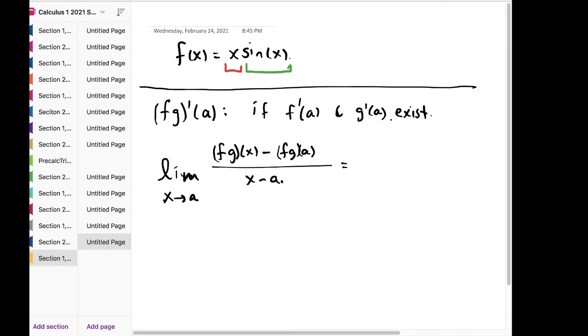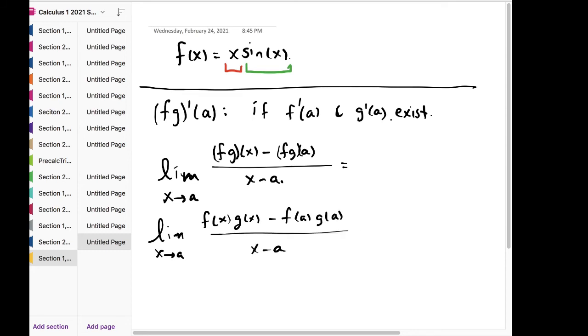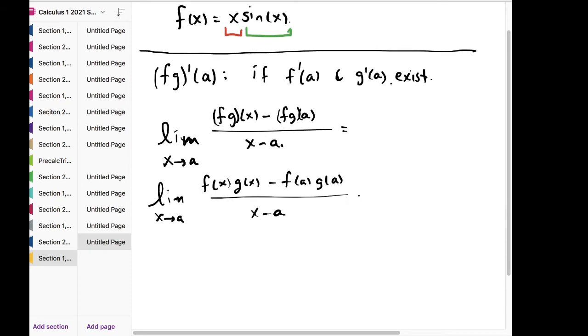So this is the limit as x approaches a of f(x)g(x) minus f(a)g(a) over x minus a. Now you might say, what do you do now? How can you simplify this? Well, there's nothing to factor. I don't see an f(x) minus f(a) anywhere. So we do a fancy trick.